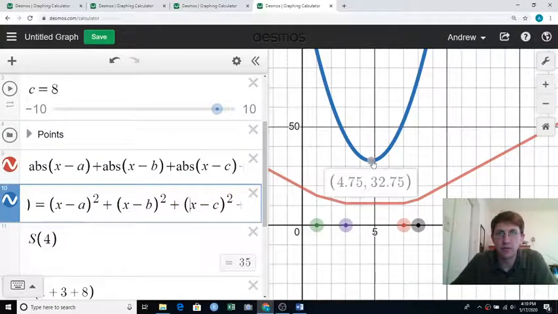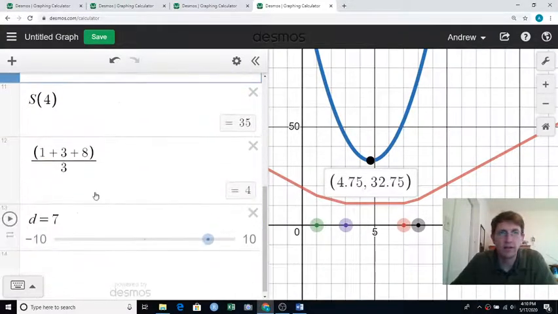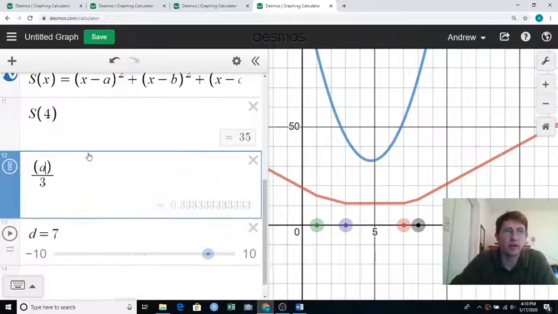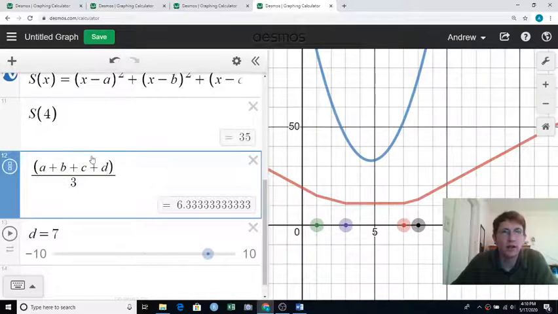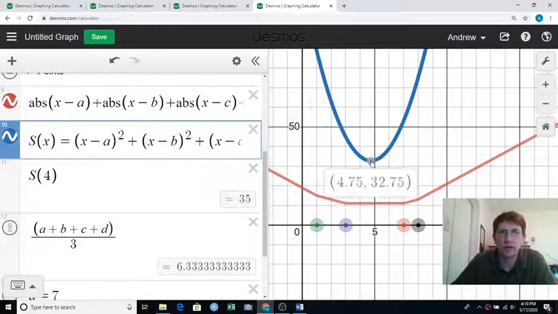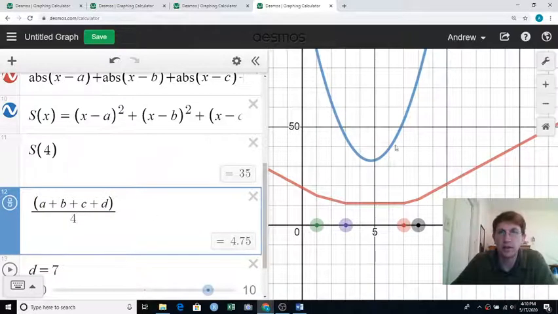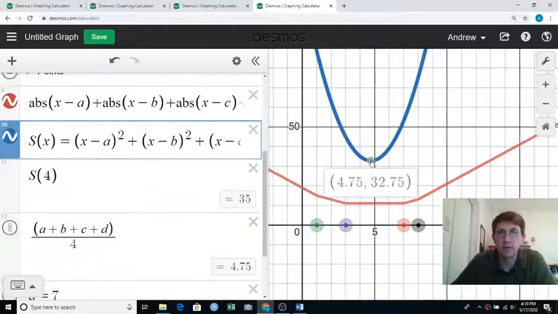It seems to be 4.75. Is that still the mean? Well, let's add that in here. I really should have done a plus b plus c, that was 4, and then plus d. It seems like it doesn't match, because this was 4.75, not 6.33, but now I have 4 points, so I should divide by 4. And indeed, the point that minimizes that sum of squared distances is the mean.